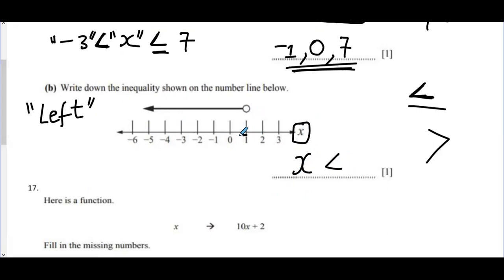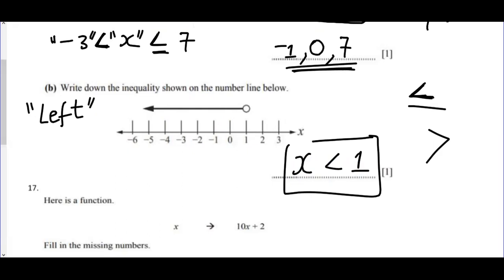Now, this number you see is what we keep there. And the inequality is ready: x is less than 1. Why x? X is any number which is less than 1. That number can be 0, can be -1, -2, -3, going to infinity. So that is why, in short, we write x should be something less than 1.